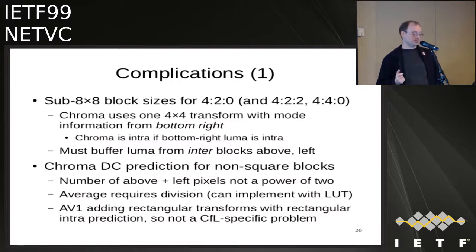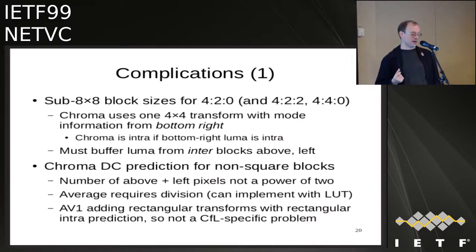And then the next complication is doing chroma DC prediction for non-square blocks. DC prediction works by summing up all the pixels to the left and summing up all the pixels above and then taking an average. When your blocks aren't square, the number of pixels in that sum is not a power of 2, so now you have to actually do a division. But the number of different cases there is pretty small, so we can just implement that division with a lookup table, because dividing by either 2 or 3 is not that hard.